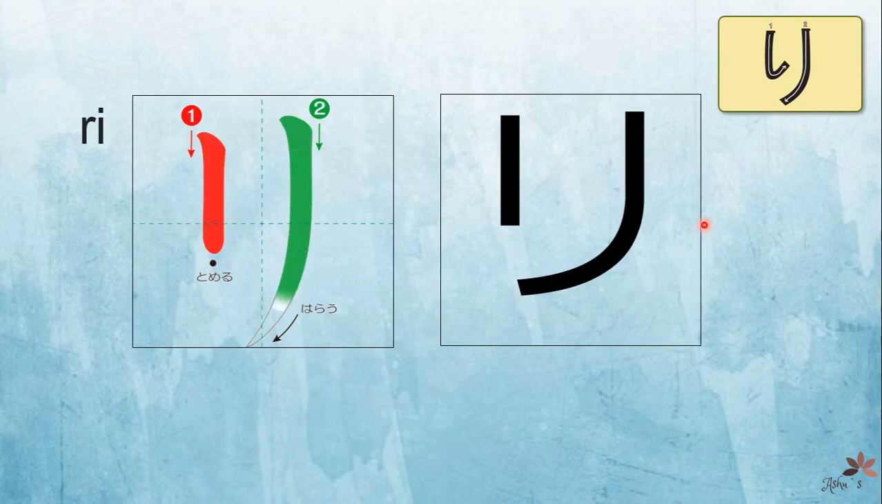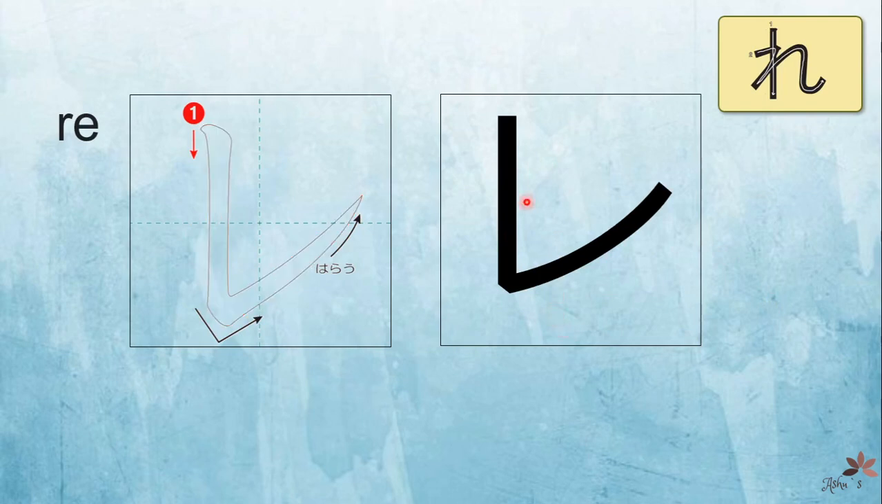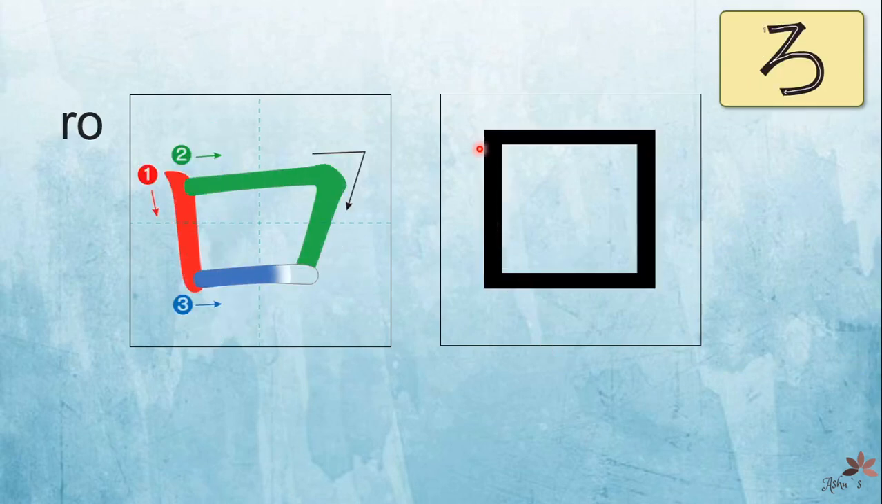Ri: the first stroke and the second stroke. You can observe here that this katakana ri is similar to the hiragana ri, except that in hiragana we have to take a curve here, but in katakana it's just a straight line. Ri. Ru. It has two strokes, the first stroke and the second stroke. Ru. Re. It has only one stroke, like this. Re.